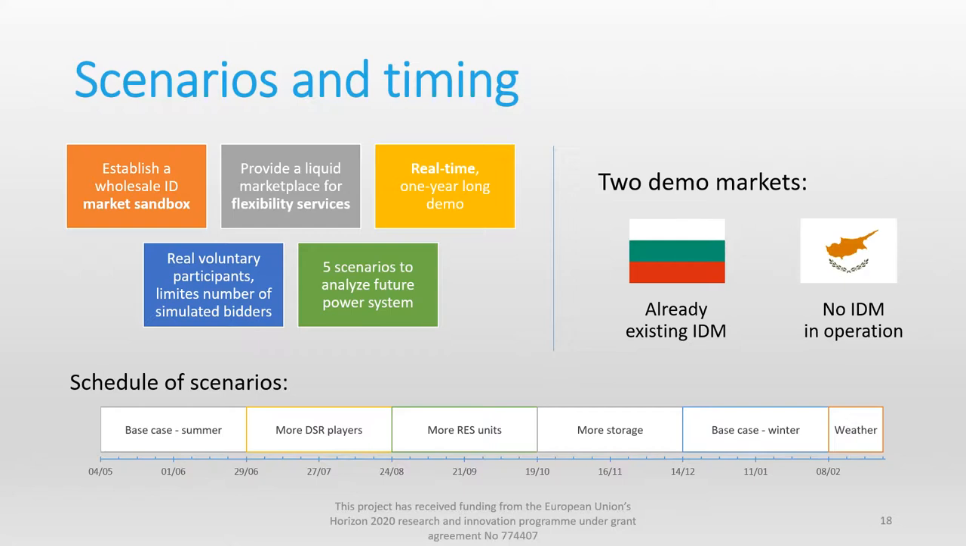And the last scenario, the sixth one, is called weather. This is going to use the data that has been recorded during the previous five scenarios, and we will try to look for extreme weather events that somehow affected the operation of the market. For example, large rampings in either wind or solar production, unexpected storms, maybe icing of the lines. So anything that could happen and cause something that was unexpected in the power system.